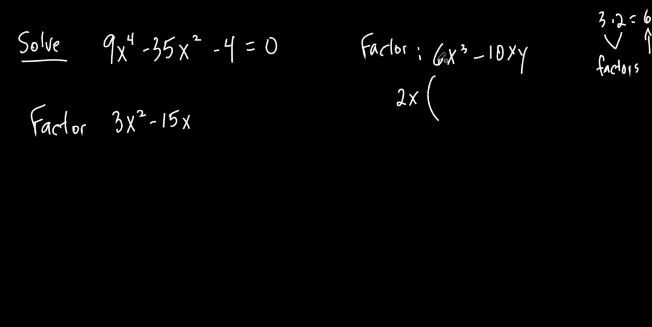So what I'm going to do is take that 6x cubed and divide it by the 2x. And I know it will divide because I picked a number that is a common factor with both of them. All right, so 6 divided by 2 is 3. X cubed divided by x is x squared. Minus 10 divided by 2 is 5. Look, x divided by x, what happens to that? Cancels out, and I'm left with a y. Isn't that what I started with to begin this problem?